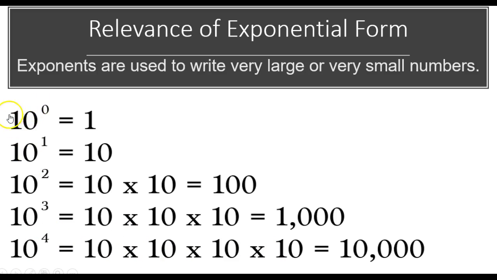Note that anything raised to the power 1, anything that has an exponent of 1, is itself. 10 to the power 1 is 10, 9 to the power 1 is 9. And anything raised to the power 0 is equal to 1. Even 1 billion to the power 0 is always 1, no matter what it is.